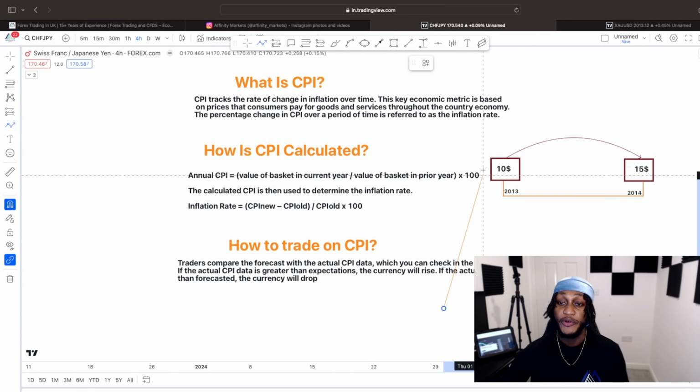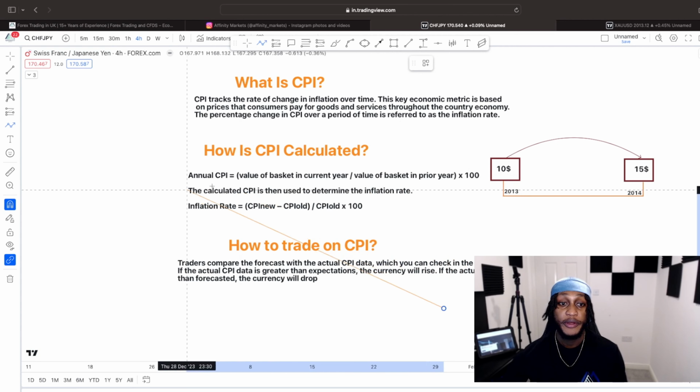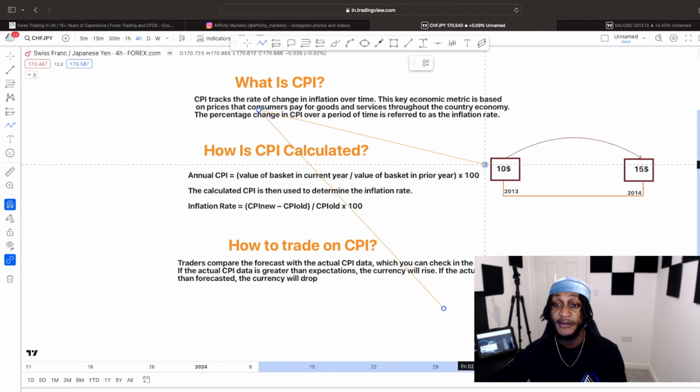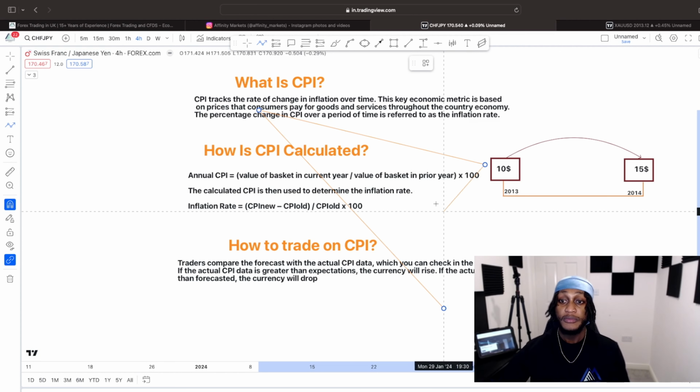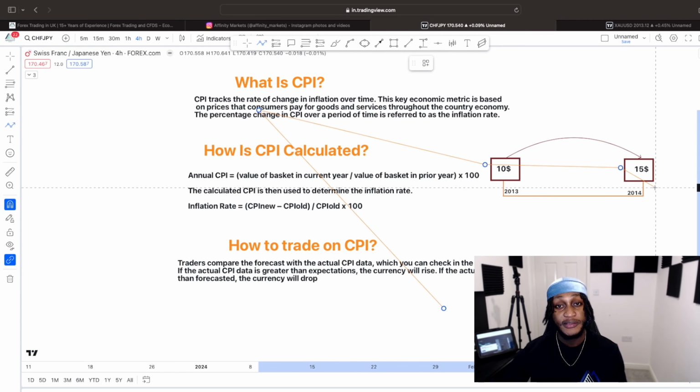So for example, you can see we have 2013, our CPI, right? You can see our prices for whatever goods consumers were paying. So the consumers were paying $10 in 2013, for example, for whatever good. It can be gas, it can be corned beef, it can be anything that we use. It can be cooking oil, anything like that. So we were paying $10 in 2013, but in 2014 you can see the price actually rose to $15, right?